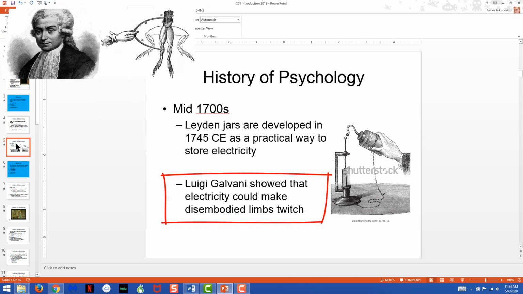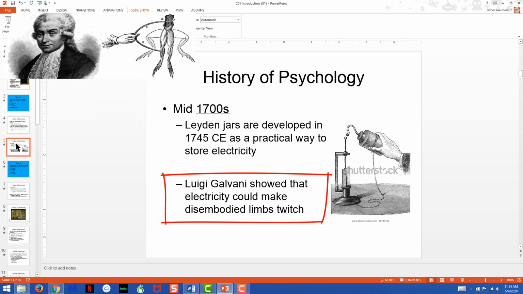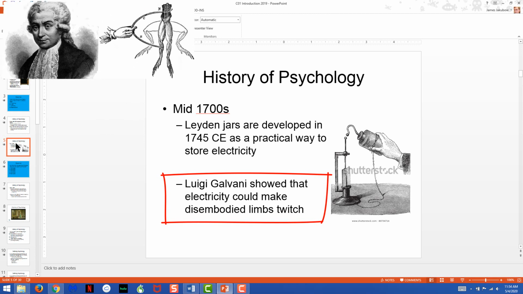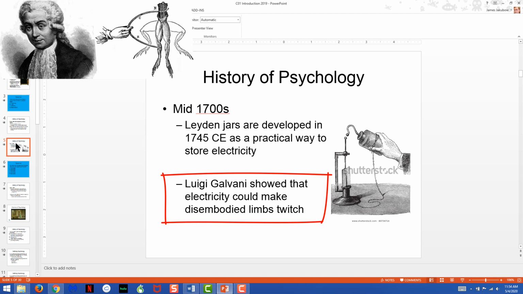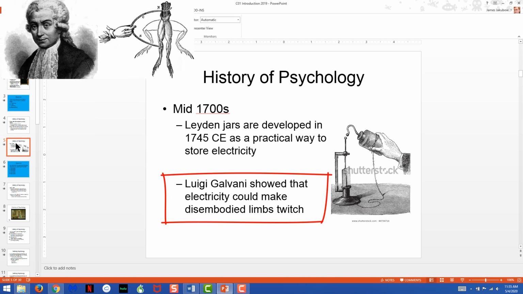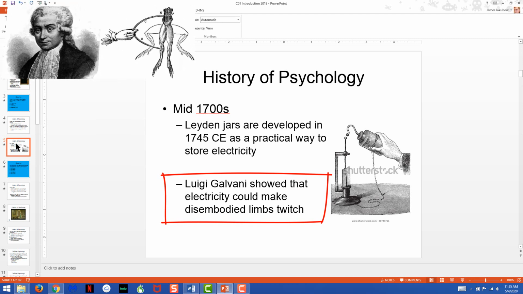And before the time of microscopes, it was believed that your brain essentially functioned like a large muscle that would squeeze the fluid from the brain through your nerves, and that hydraulic system would be the basis to which your body would actually move.